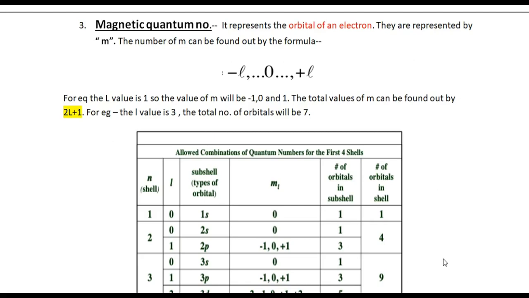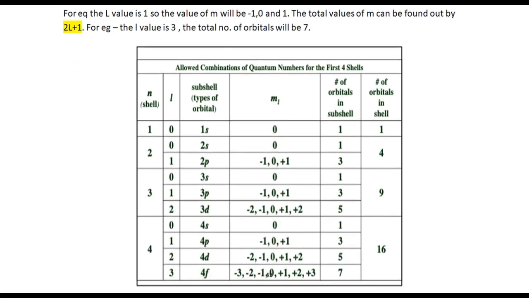For example, if the value of L is 3, the total number of orbitals will be 7. Another example: if the value of L is 2, by putting it in the formula 2L plus 1, the total number of orbitals will be 5. So hope it's clear. Here now we have a chart which gives you everything from the principal quantum number to the orbitals in the shell.